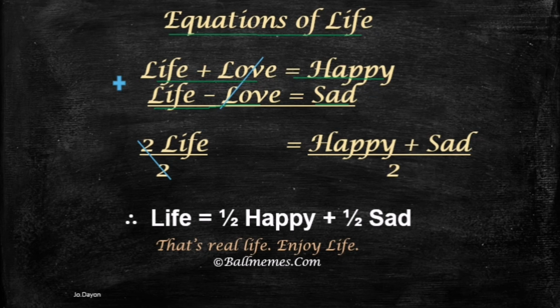Now, solve this by elimination. So life plus life, we have 2 life. Eliminate already positive love and negative love. And happy plus sad, we have happy plus sad. To solve for life, we have to divide both sides of the equation by 2. Therefore, life is 1 half happy plus 1 half sad. That's real life. And it's a reality, but always remember to enjoy life to the fullest.